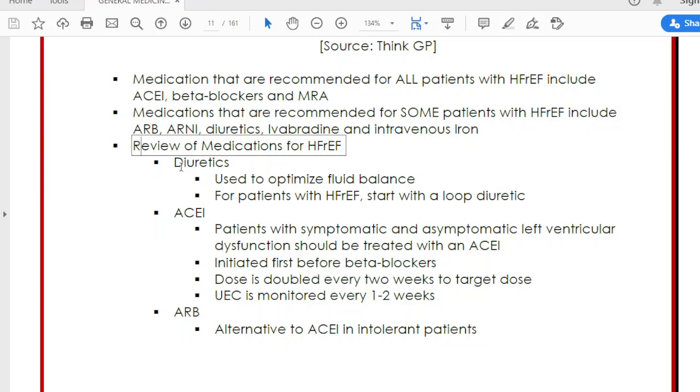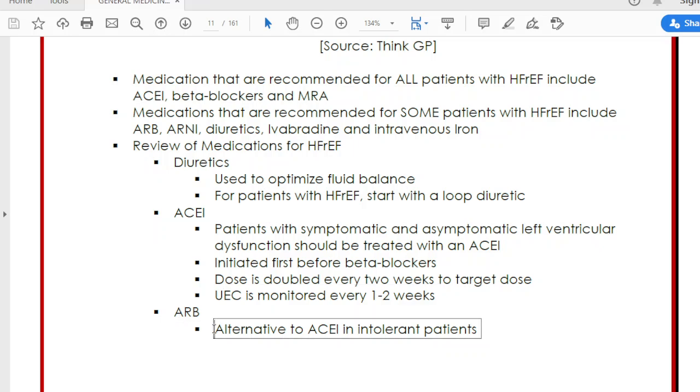Review of medications for HFrEF. Diuretics: used to optimize fluid balance. For patients with HFrEF, start with a loop diuretic. ACEI: patients with symptomatic and asymptomatic left ventricular dysfunction should be treated with an ACEI, initiated first before beta blockers. Dose is doubled every 2 weeks to target dose. UEC is monitored every 1 to 2 weeks.